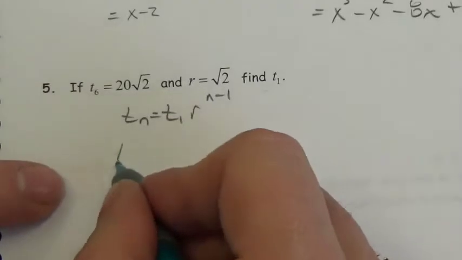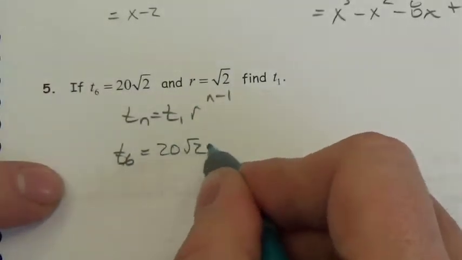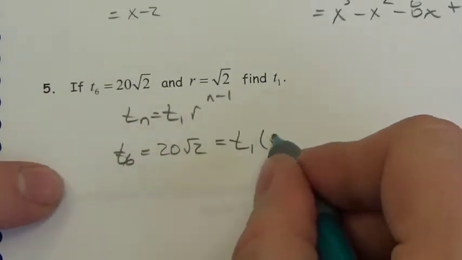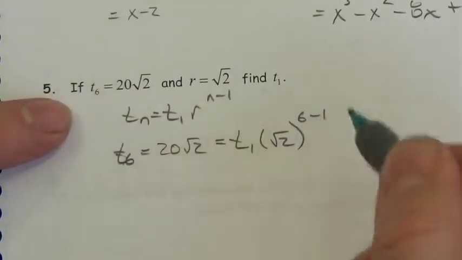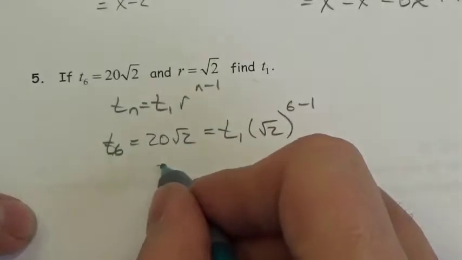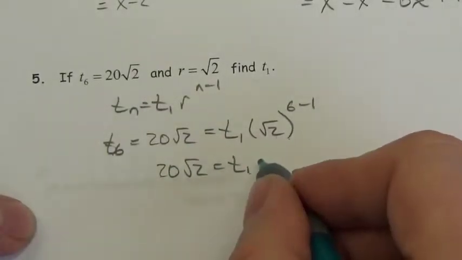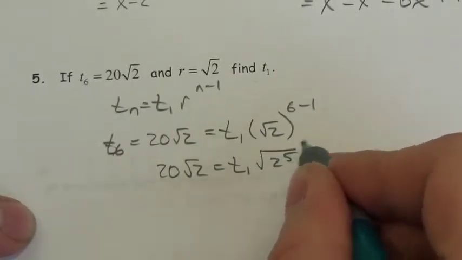Now, if I want the sixth term, I already know that's going to be 20 root 2. So 20 root 2 is going to equal the first term multiplied by root 2 to the 6 minus 1. There's to the n minus 1. So this is going to be 20 root 2 is going to equal the first term, that's going to be root 2 to the 5. So it's like square root of 2 to the 5th.